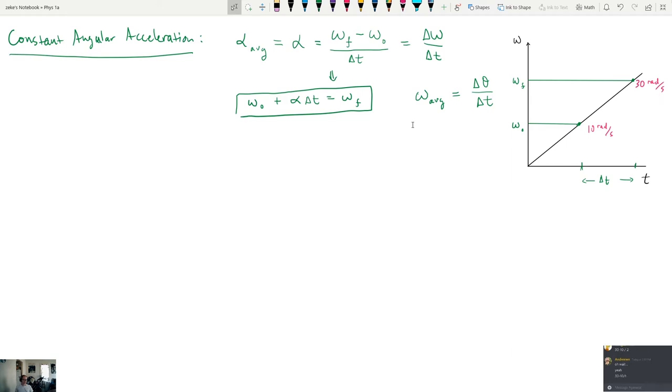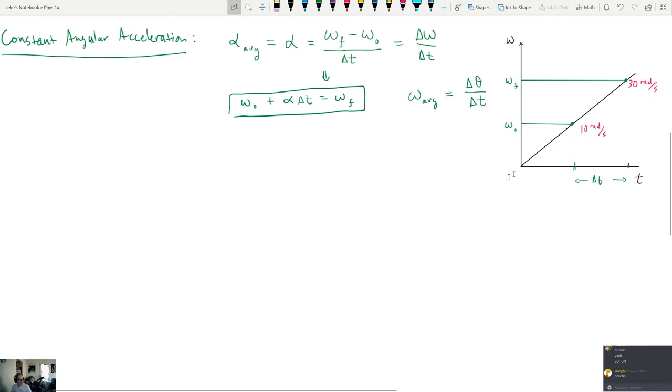Okay, my problem is, you're getting the wrong idea here. Look at the equation. The equation says omega average is the change in angle divided by the change in time. You don't know the angle. What you're all calculating is the angular acceleration. My question is, how do you find the average angular speed, omega average, if you don't know delta theta? You only know the initial angular speed and the final angular speed.